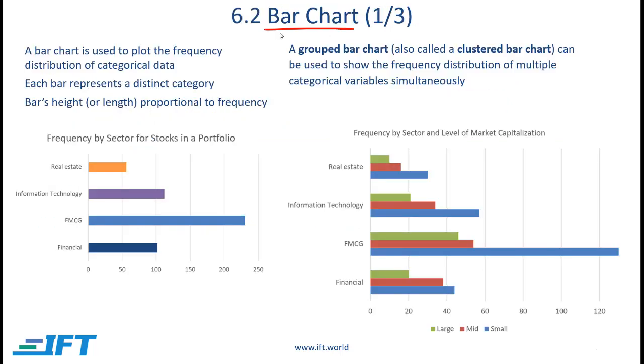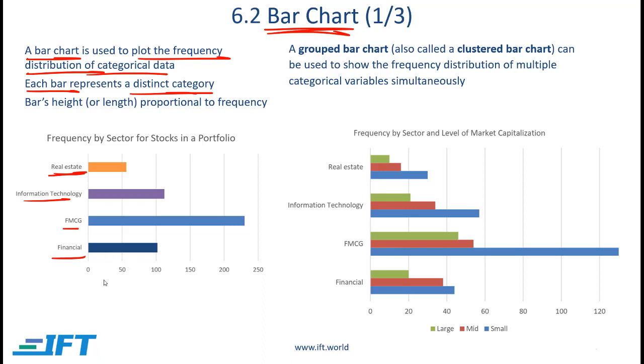Now let's talk about bar charts. A bar chart is used to plot the frequency distribution of categorical data. So histograms are generally used for numerical data, whereas bar charts are used for categorical data. Each bar represents a distinct category. So for example, if we have these 4 different categories which represent 4 sectors, and we want to know how many stocks in a portfolio are associated with each of these sectors, this bar chart helps us on that front.